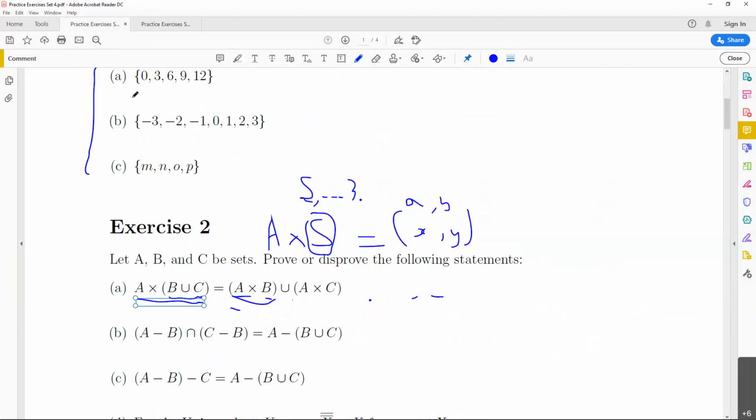What about the other one? So A minus B intersection with C minus B.